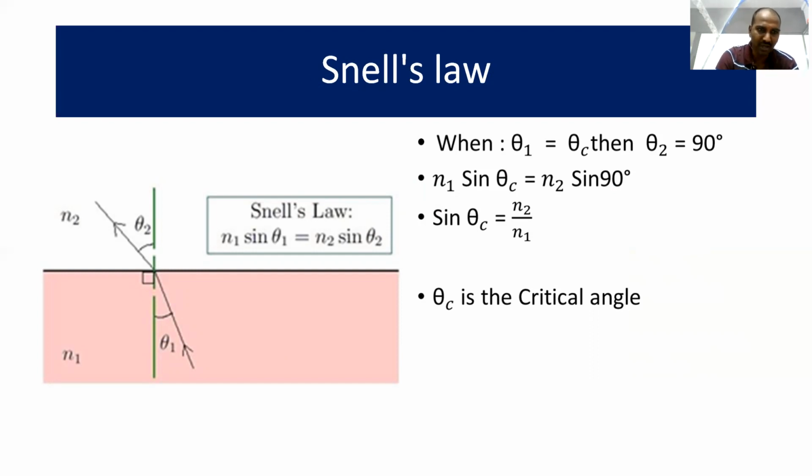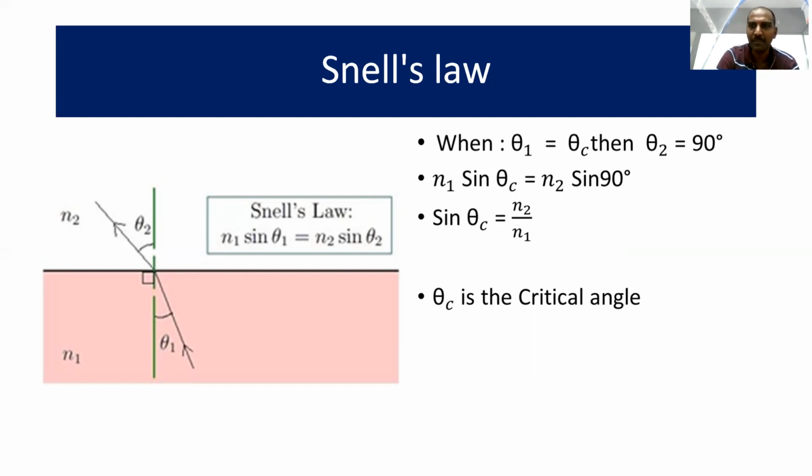But if you observe, if the angle of incidence is theta 1 and theta 2 is the angle of refraction, which is exactly equal to 90, in that case theta 1 is equal to theta C. Therefore, n1 sin theta C equals n2 sin 90 degrees. Sin 90 is 1. That's why sin theta C is equal to n2 by n1. Here, theta C is nothing but the critical angle.